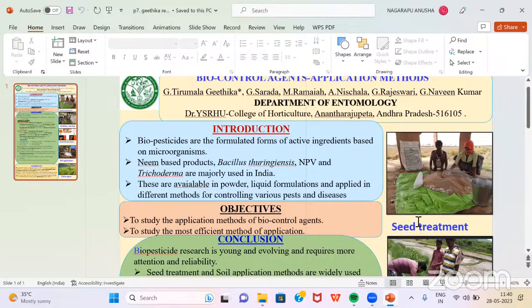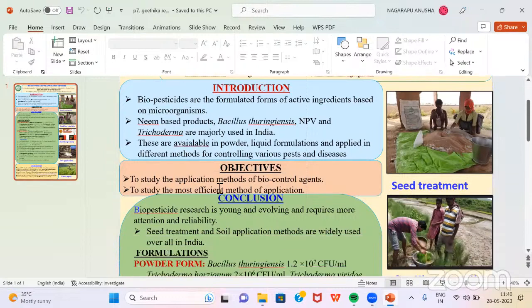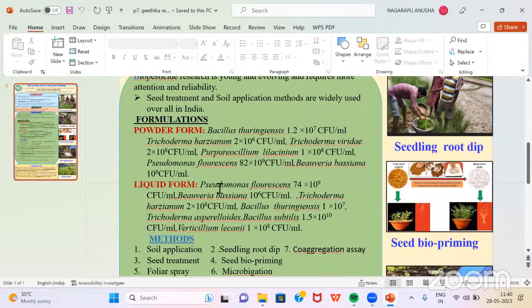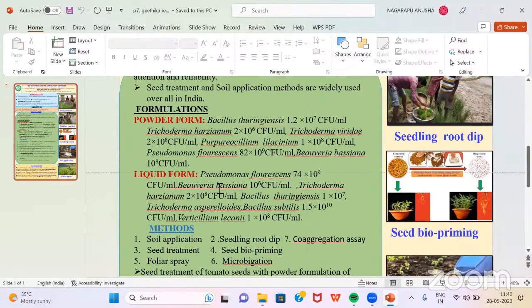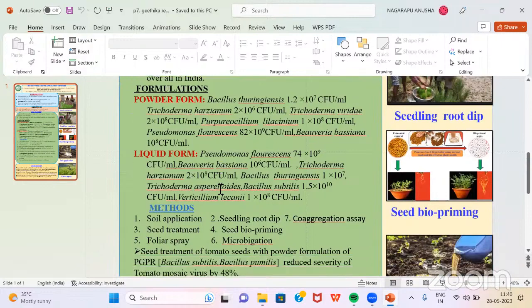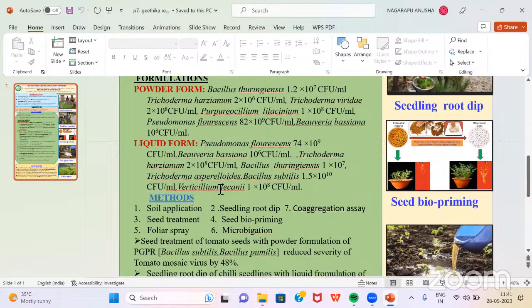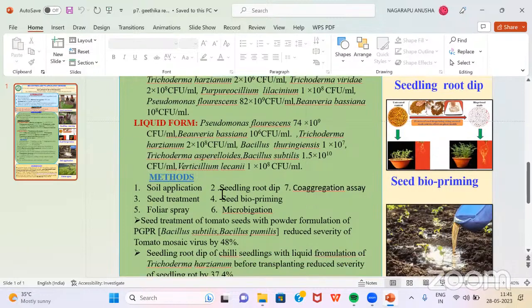And coming to the application methods: seed treatment, soil application, foliar spray, microbigation, congregation assay, and seed biopriming. Seed biopriming is a seed treatment that integrates the biological and physiological aspects of disease control. It involves coating of the seed with fungal or bacterial biocontrol agents, which are incubated in warm and moist conditions just prior to radicle emergence.